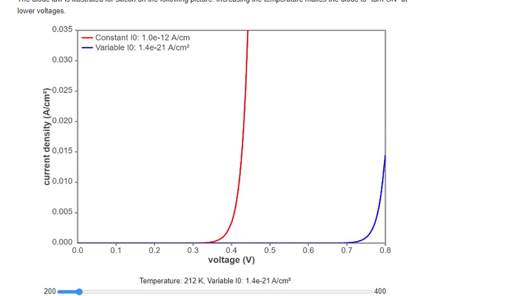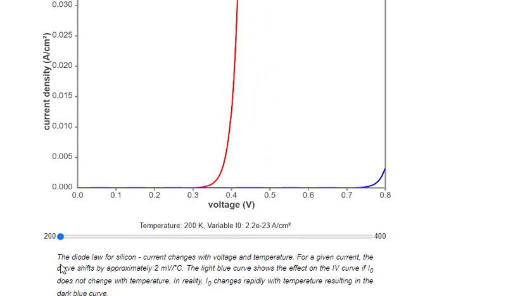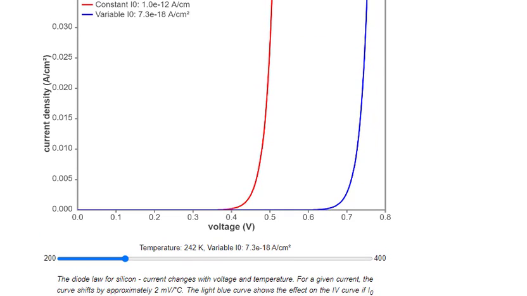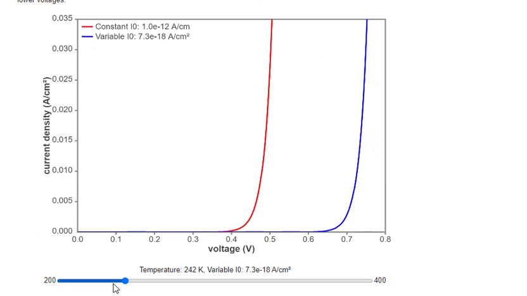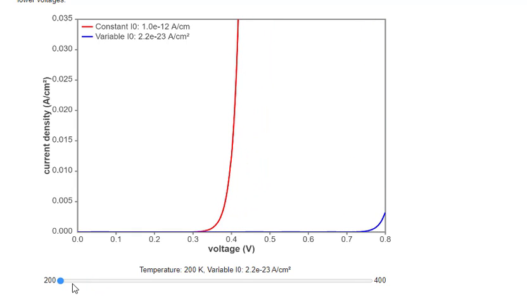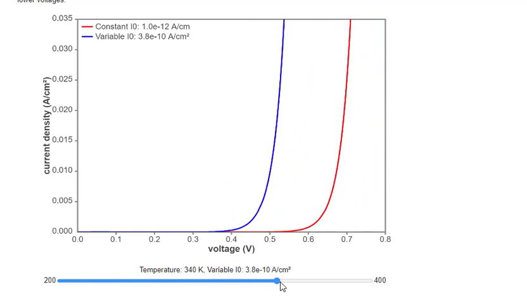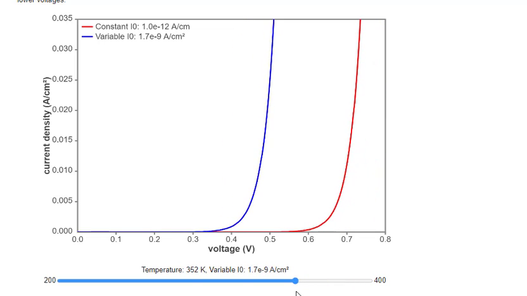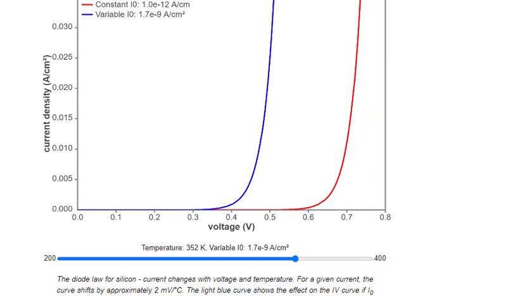In reality, this is not the case, as any physical effect that increases the ideality factor would substantially increase the dark saturation current, I0, so that a device with a high ideality factor would typically have a lower turn-on voltage. The diode law is illustrated for silicon on the following picture. Increasing the temperature makes the diode turn on at lower voltages.